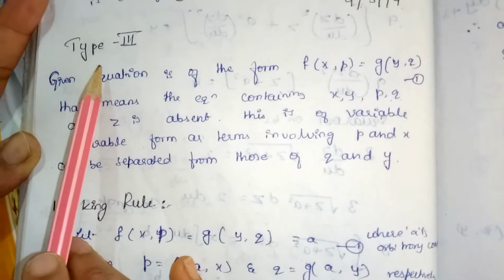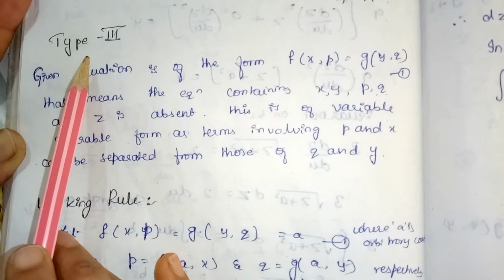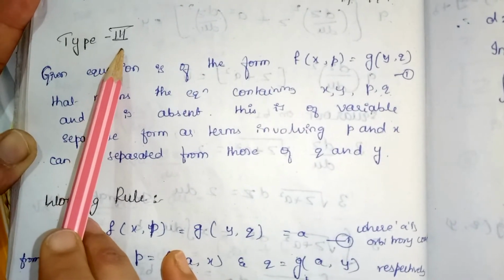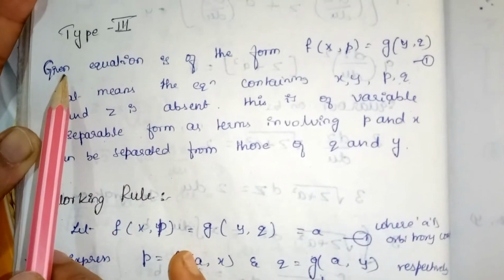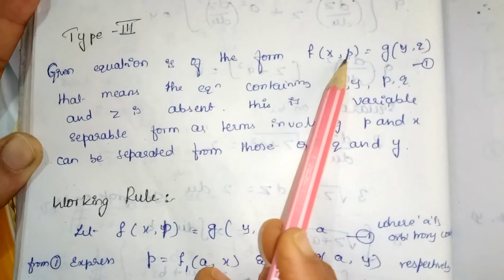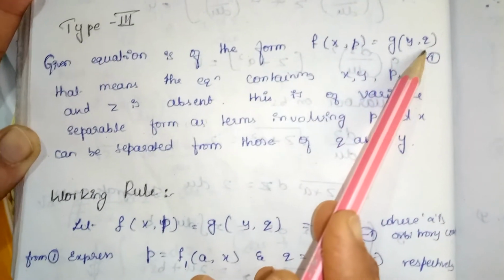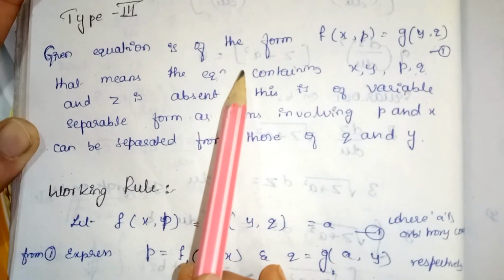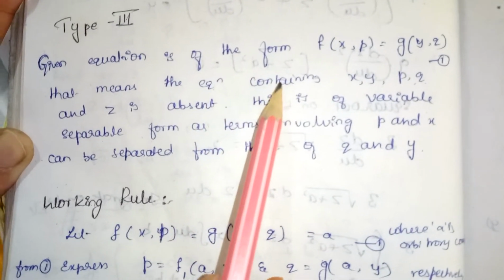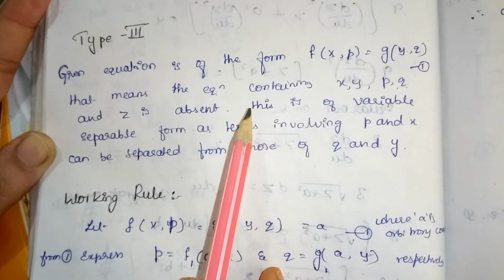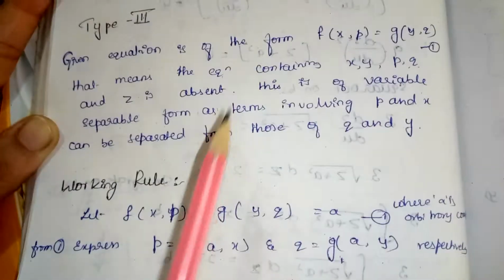Next we go for another type of non-linear partial differential equation, that is type 3 non-linear partial differential equation. In this, the equation is of the form f of x comma p is equal to g of y comma q. That means in these equations x, y, p and q are present. The value of z is absent.